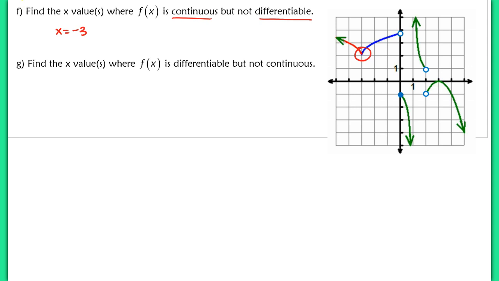Now, in part G, we're asked to find the values of x where your function is differentiable but not continuous. Now, at first, this might look like a subtle difference, but this is a huge difference. Here, they're asking for where the function is differentiable but not continuous, and you should automatically say nowhere, okay? This isn't possible. A function has to be continuous in order for it to be differentiable. So there are no values of x where the function is differentiable but not continuous.